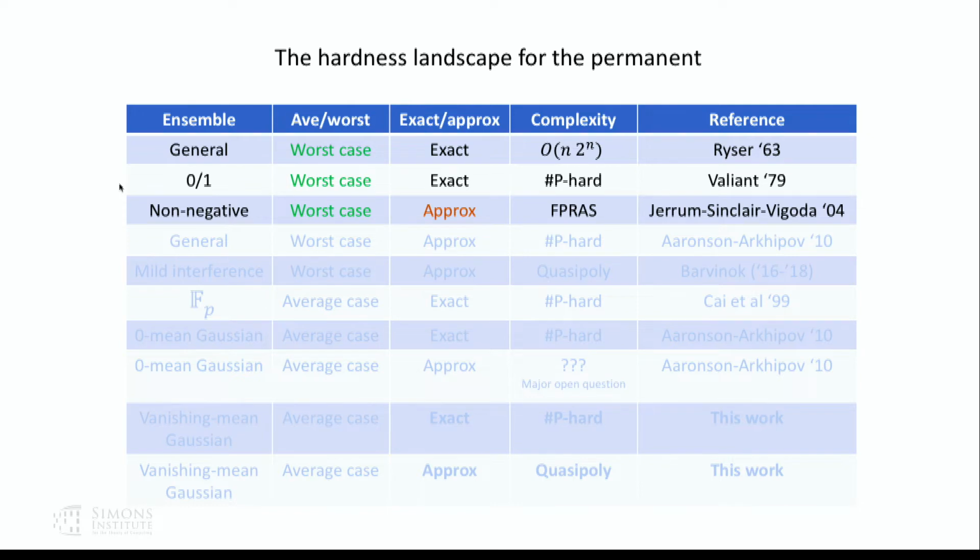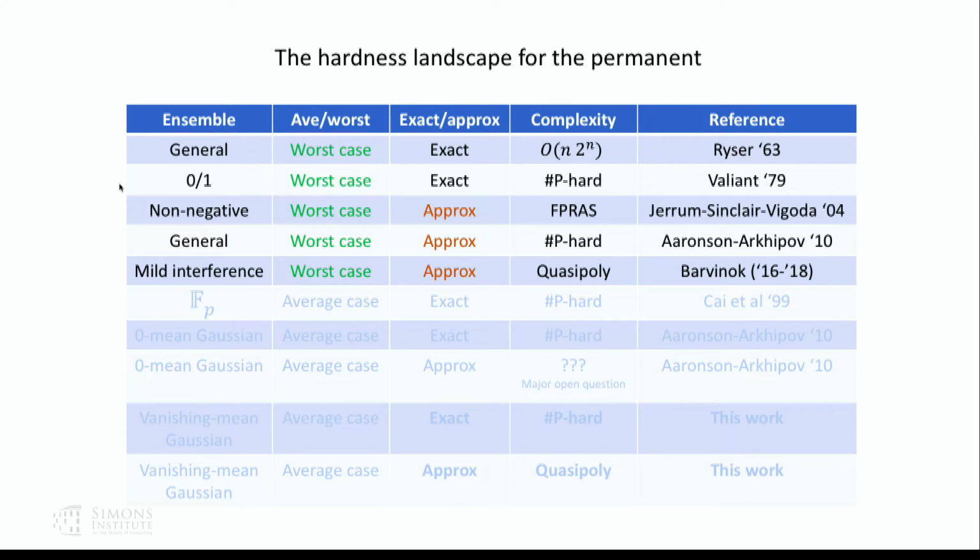Jerrum, Sinclair, and Vigoda in 2004 showed that if you have non-negative entries, then you have an FPRAS, a fully polynomial time randomized approximation scheme. So again, we ask what the complexity of approximation is without this constraint, namely that you can have negative numbers. We can show that even approximation is hard. A proof of this appeared in the paper by Aaronson and Arkhipov, but probably it was known before that.